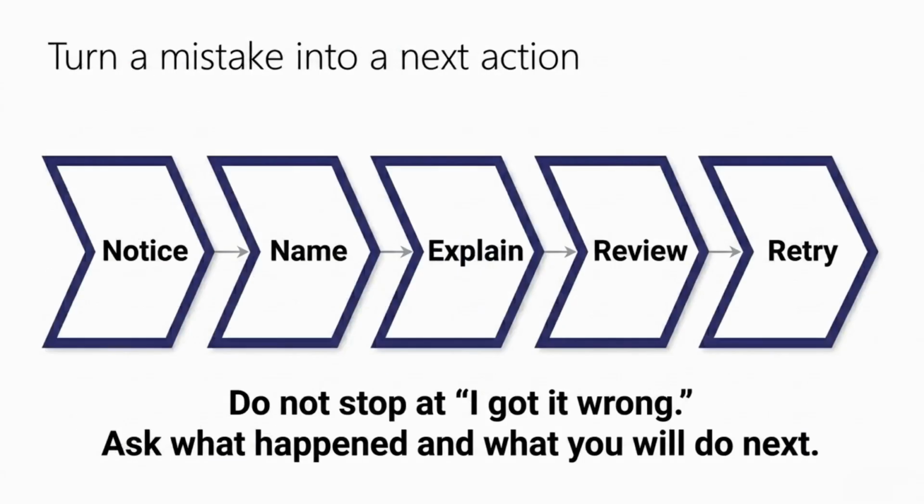Here is a simple workflow. Notice, name, explain, review, retry. First, notice the mistake. Then name it. Was it a concept gap, a careless error, a confusing term, or a time management issue? Next, explain why it happened. Then choose a review action. Finally, retry the topic or problem type later. The retry step is important because it confirms whether the correction worked. This process does not need to take a long time. Even 2 or 3 minutes after a quiz or homework assignment can give you useful direction.